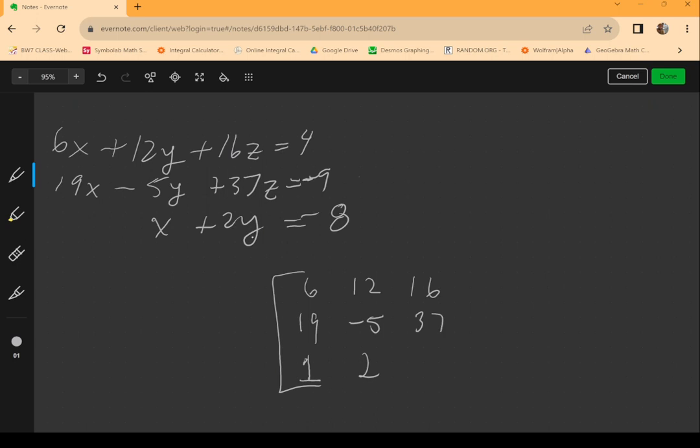Now here we don't have any z variable, so we do need a placeholder. In its place, since it doesn't have that variable, we'll use the number 0. Then we'll draw a line in our matrix to signify that this represents the equal sign, the other side of my equation. And here we'll write the constants: 4, -9, -8.